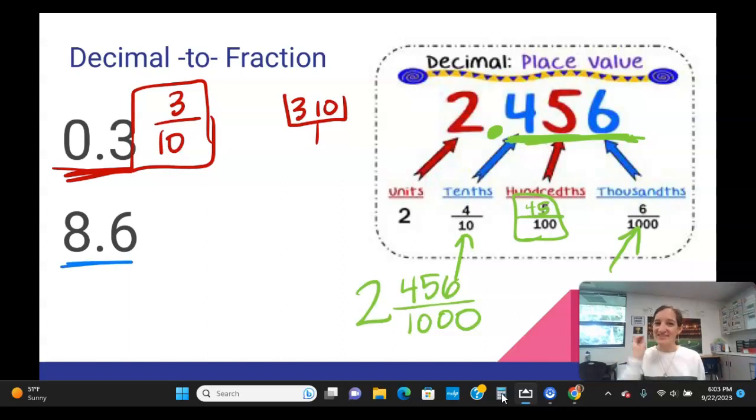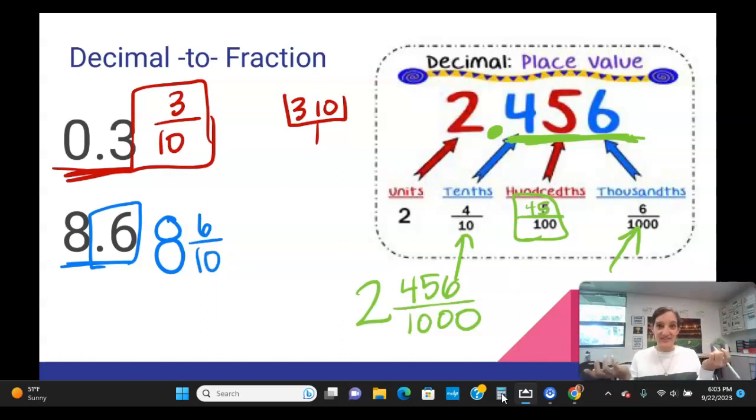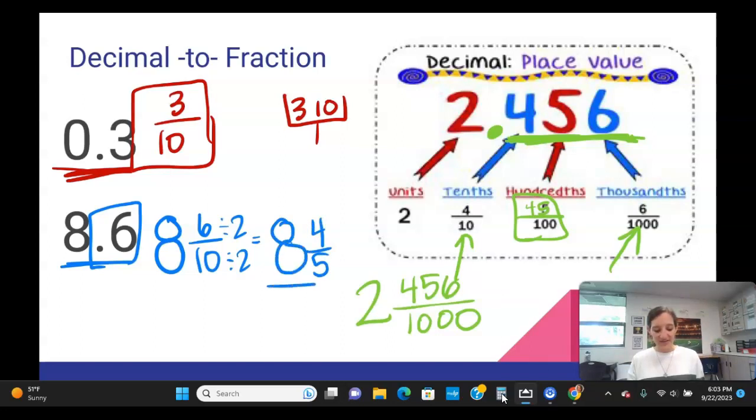Cool, huh? All right, what about this? 8.6. I said 0.6 because I want to see if you can write it correctly. Did you keep the 8? You should, because it's still a whole number. 8 doesn't change. The only thing we're changing are the decimals. So it's 8 and 6/10. I know 6 and 10 are both even, so I know that I can divide them both by 2, which will give me 4/5. And then I'm going to put that 8 in front of it. And I just found out that 8.6, 8 and 6/10, is the exact same thing as 8 and 4/5.